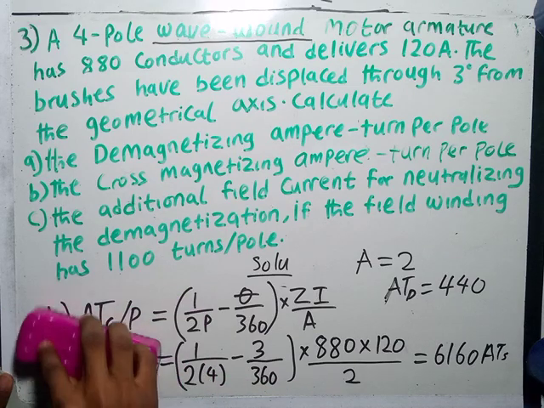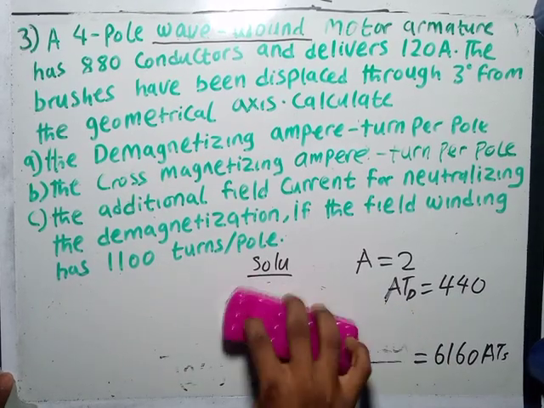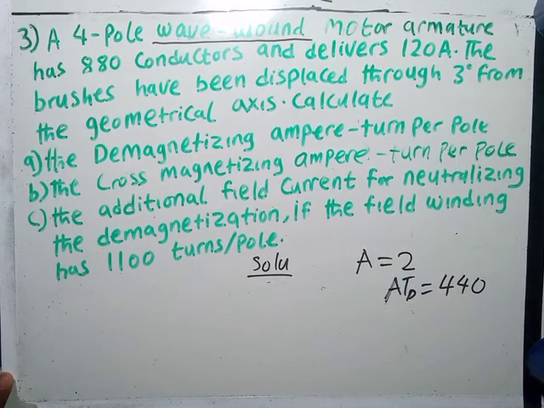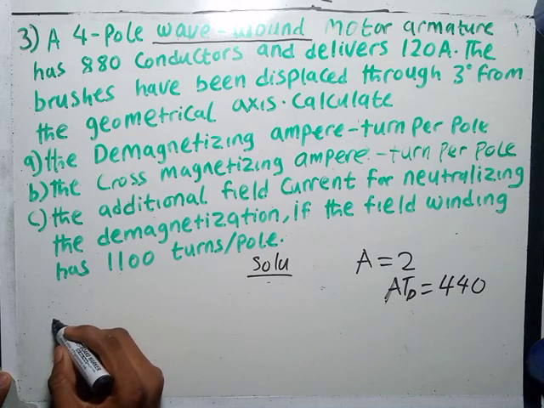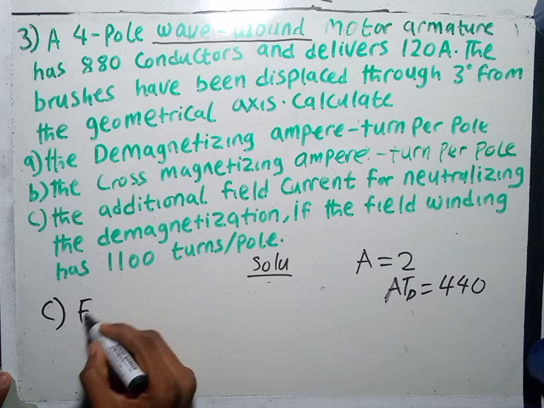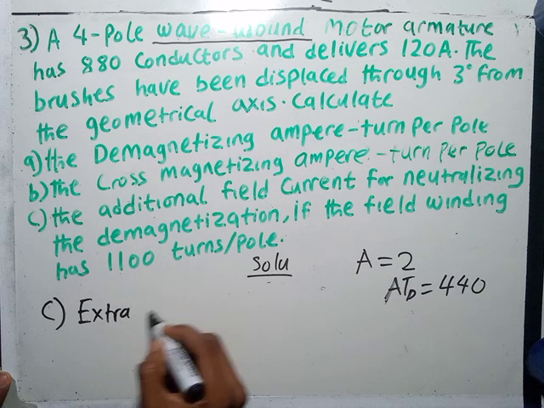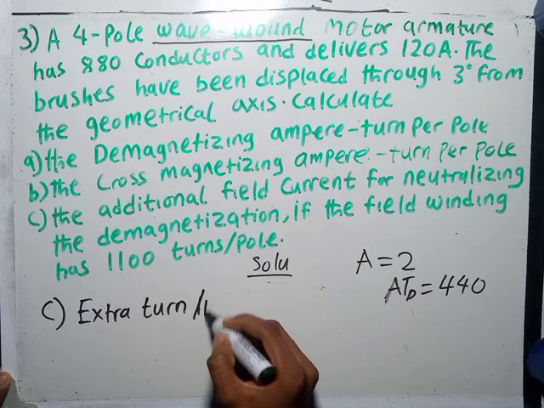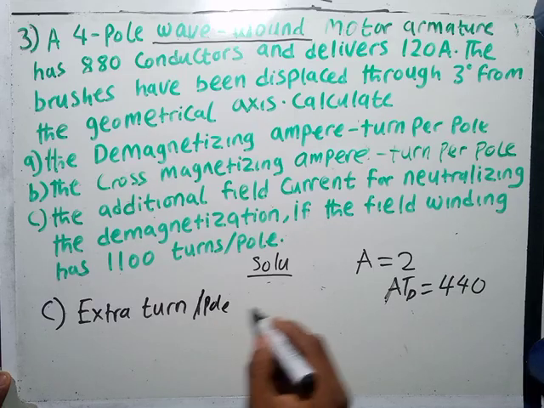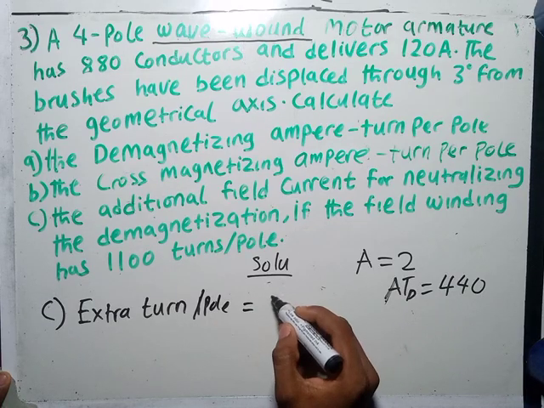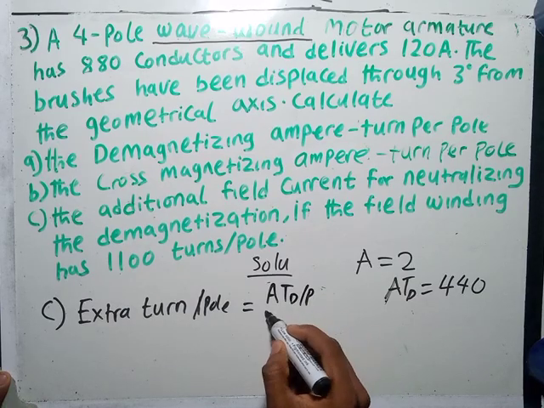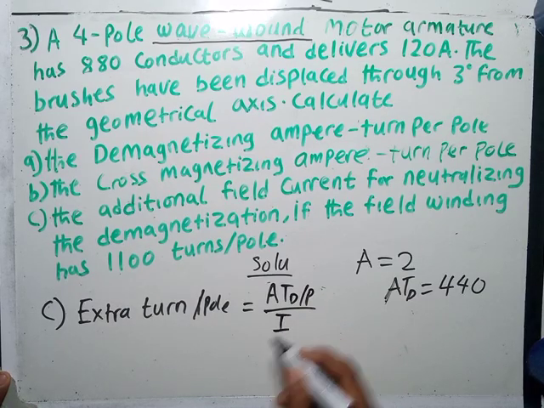Now for our C part, it is demanding for the additional field current that neutralizes our demagnetization if the field winding has 1100 turn per pole. Now we know that our extra turn per pole is given to us as our ATD per pole all over our current.